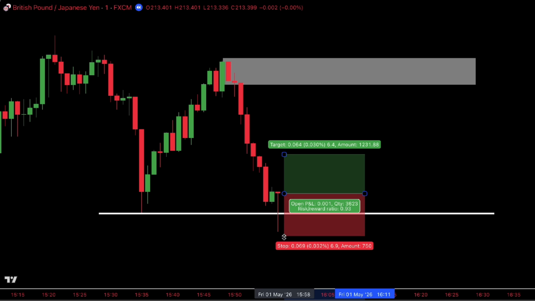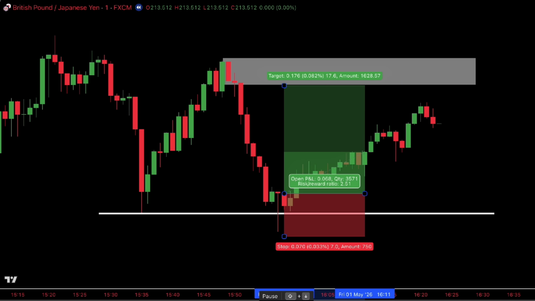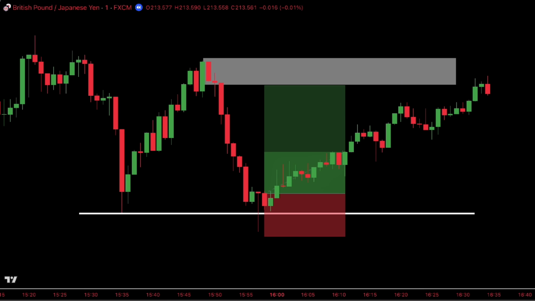Entry: at the close of the candle that swept liquidity and closed back inside the mother bar range. Stop loss: below the liquidity sweep. Target: the next supply zone above. And as you can see, the market moved exactly as expected and reached the target.